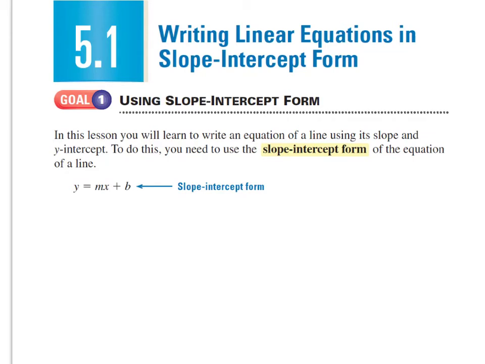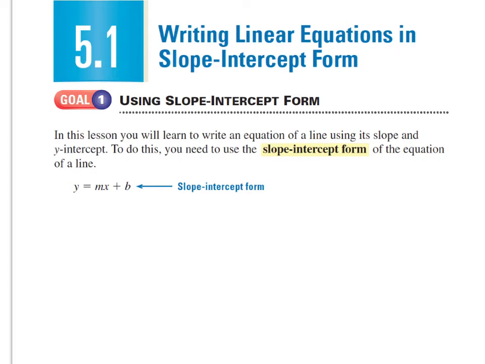In this chapter, we will be learning to write the equations of lines given various pieces of information. In the last chapter, we started with the equations of lines. We were able to graph the lines, find ordered pairs that satisfied them, and we used slope-intercept form a lot.